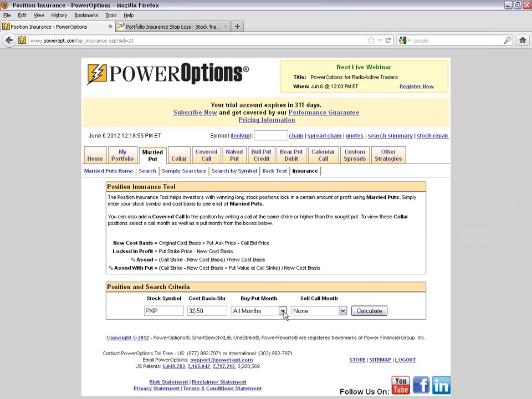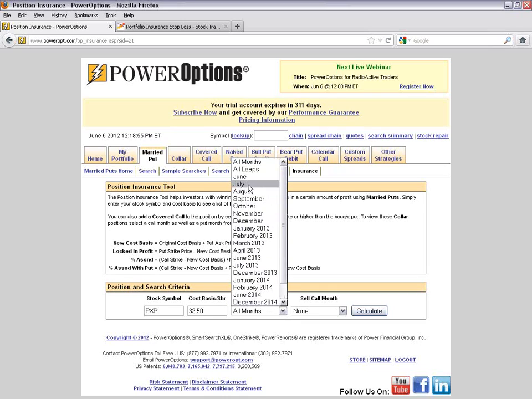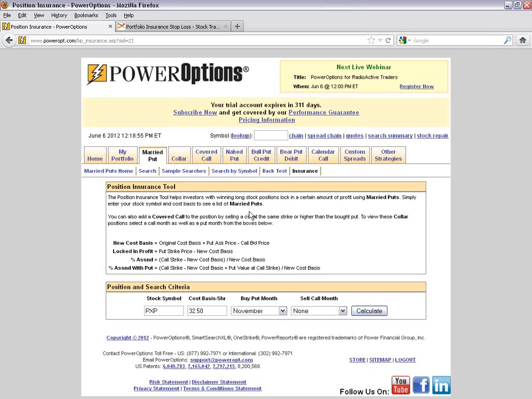Now, we already looked at the available months, but again, if I didn't know the available put months for PXP, I'd start off with all months here in the buy put and then narrow it down to which time frame I wanted. Did I want the one that's 150 or 160 days out? Did I want to go 200 days out to November or January 2013 and so forth? Since we already know what's available, I'm going to go ahead and go to November and hit Calculate.